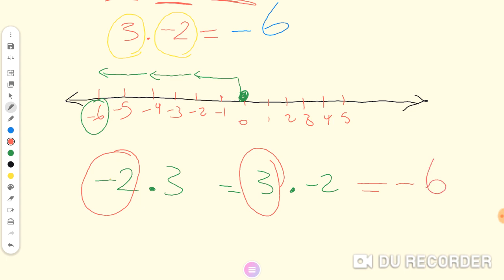Is it okay? So now we learned how to multiply two integers: one is positive times one is negative, or one is negative times one is positive.